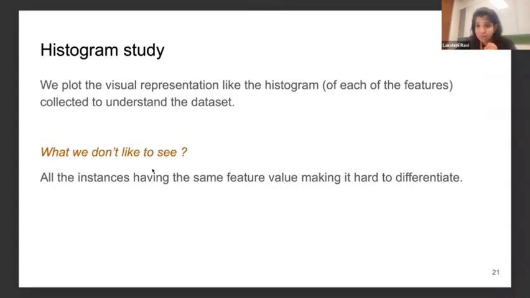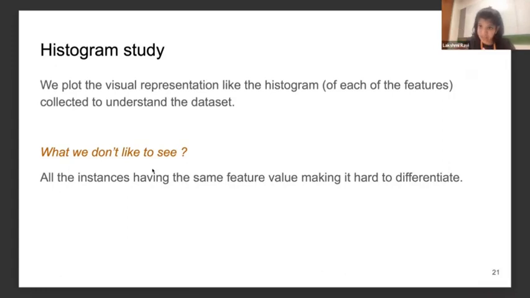First thing, as data scientists, we would have always started with studying the histogram of the features we have collected. We plot the histogram and then we see what it is like. What we like to see and what we don't like to see are something very easy. What we don't like to see is all the instances having the same feature, meaning the feature is completely useless, or all the instances having a completely different feature value, meaning the feature attribute is so widespread that it is not going to have any meaningful information inside the model.